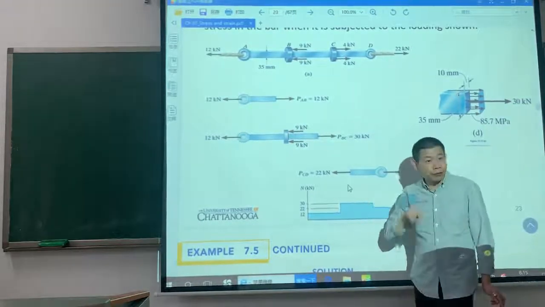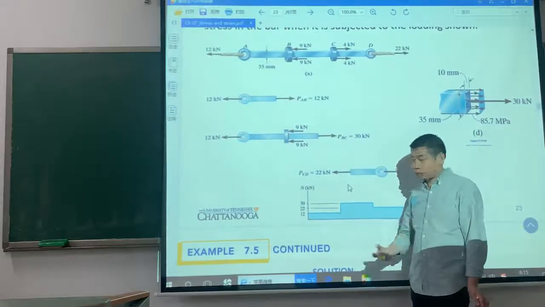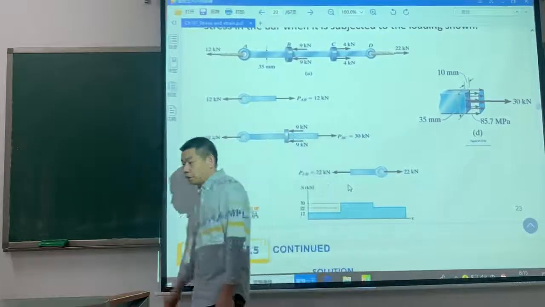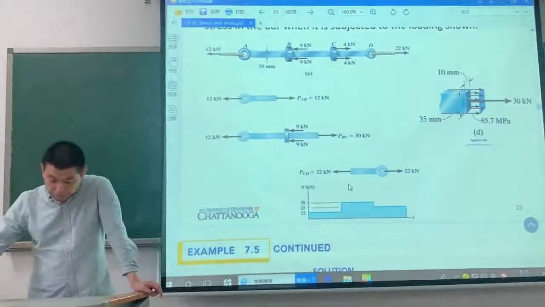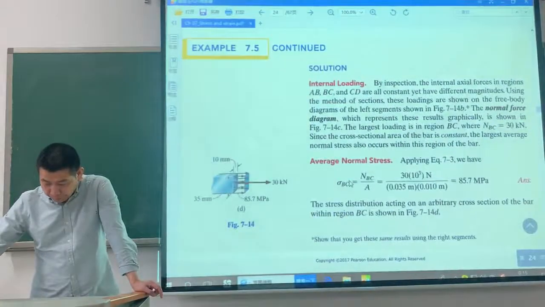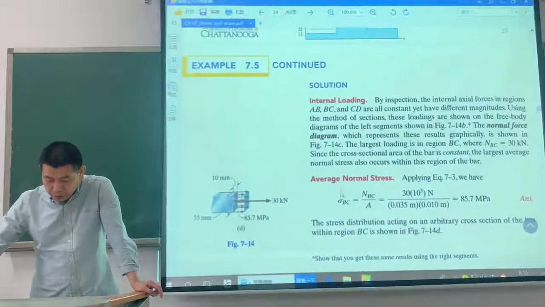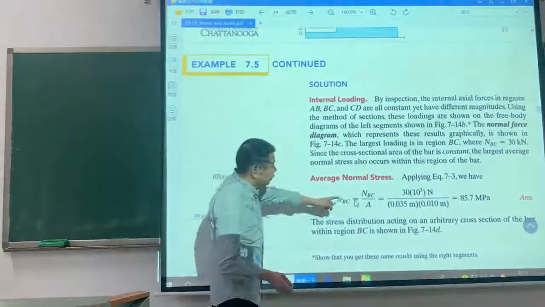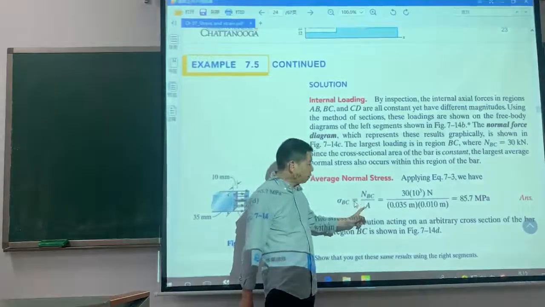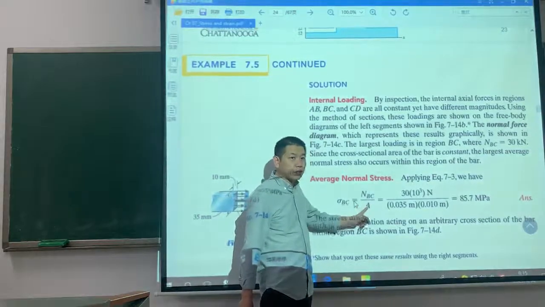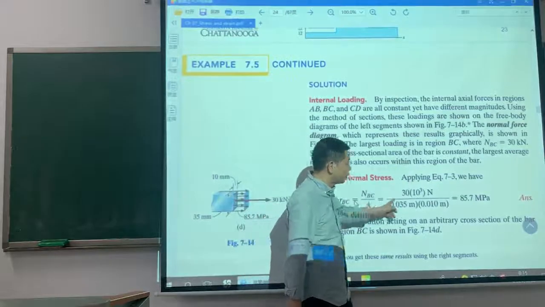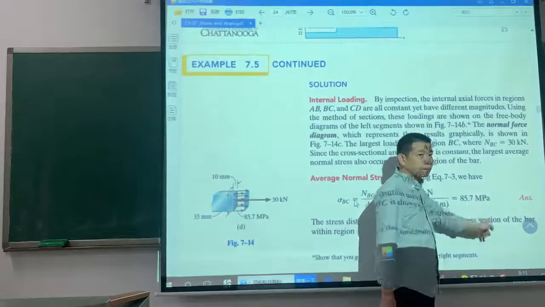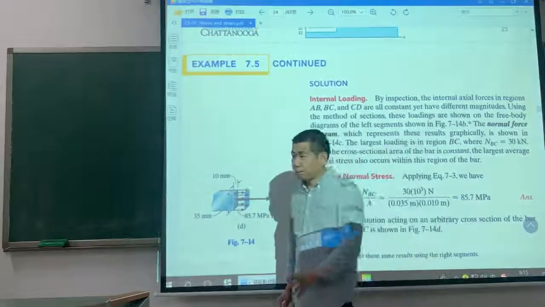So we have to find the stress that happens in the section. How much is it? It's N_BC divided by the area of the cross section, and we can get 85.7 MPa.